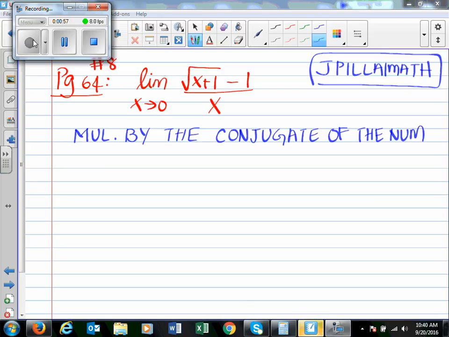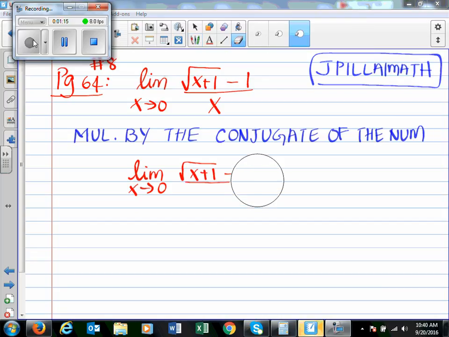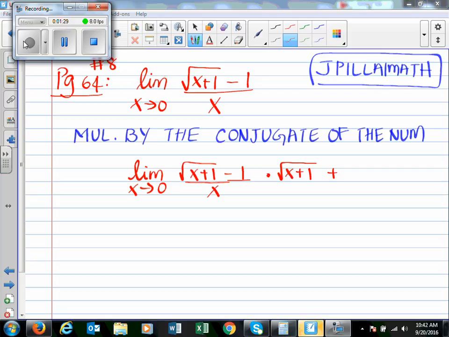Okay? So look at the numerator: square root of x plus 1 minus 1. You take the limit as x approaches 0. You don't have to write the limit on the multiplier, but you have to keep the limit. You need to multiply and divide by square root of x plus 1 plus 1. Please see if you understand.